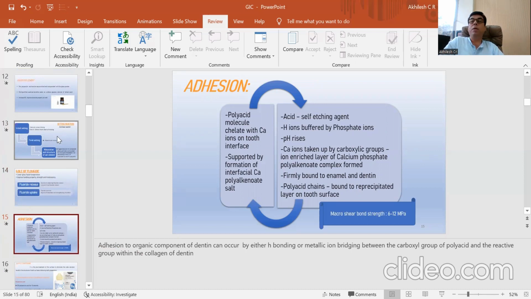Now, the adhesion: it's a chemical bond actually, and the acid is a self-etching agent. Hydrogen ions are buffered by phosphate ions. The pH rises. Calcium ions are taken up by carboxylic acid, and a layer of calcium phosphate polyalkenoate complex is formed, firmly bound to enamel and to dentin, with the polyacid chains bound to the reprecipitated layer on the tooth surface.